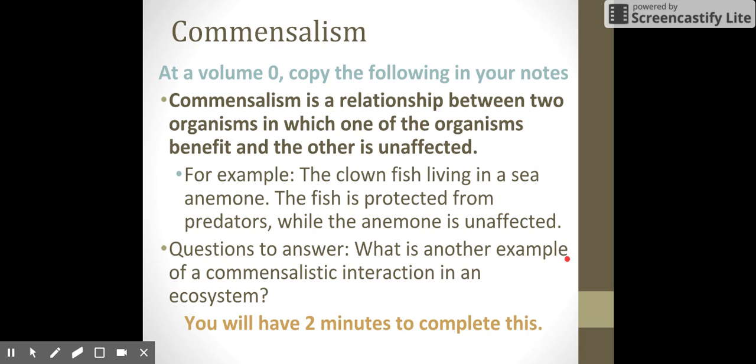So I want you to think about any other commensalistic relationships that exist in the ecosystem. They're a little bit harder to find because we often think of things that hurt something or help something. We don't think of things that don't do anything at all. But I want you to go and look for some examples and find one that really sticks with you to help you understand this commensalism relationship.